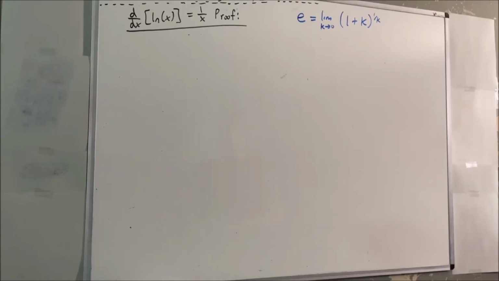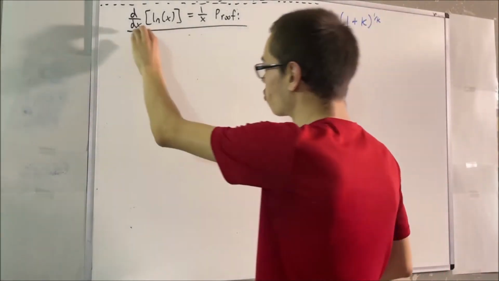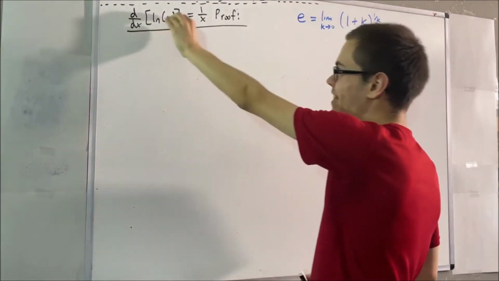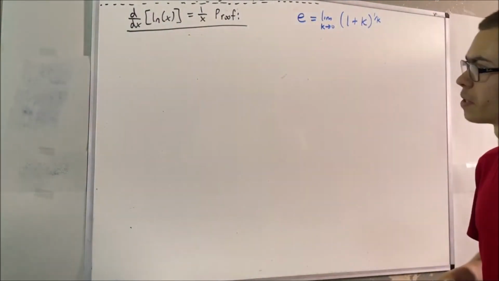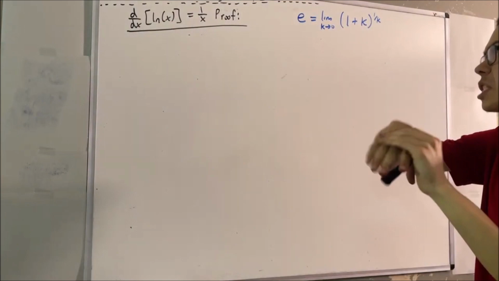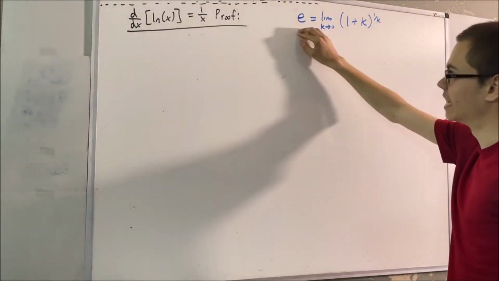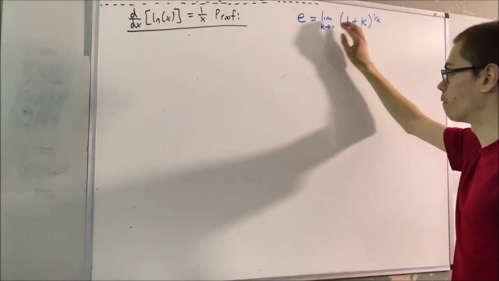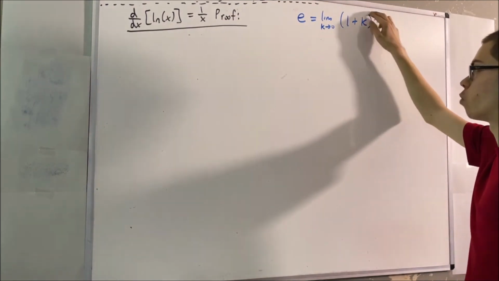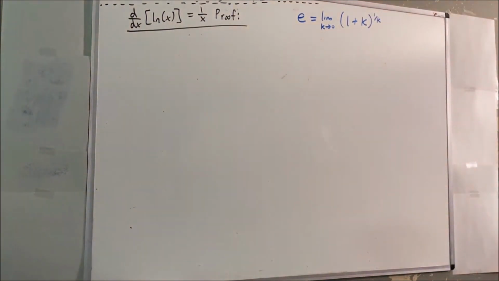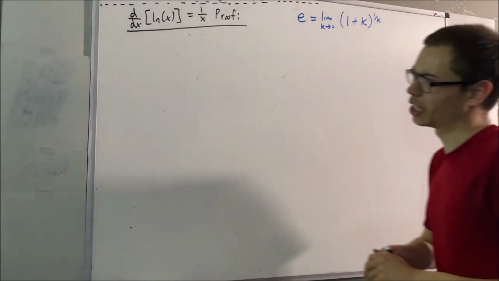All right, so in this video, we're going to prove that the derivative of the natural log of x is equal to 1 over x. And we're going to prove this under the assumption that e is equal to the limit as k approaches 0 of (1 plus k) to the power of 1 over k.